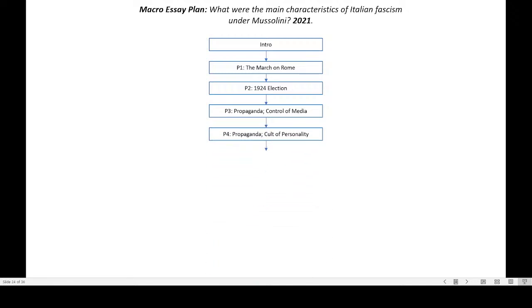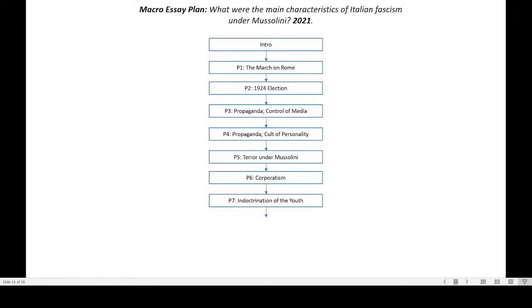Paragraph 4, I'm discussing propaganda again. This time I'm looking at how he developed this cult of personality. So once again, really important to understand the types of paragraphs that we should be writing and how we deal with one episode, one stage, or one stage in a sequence of events per paragraph. Paragraph 5, I'm looking at terror under Mussolini. Paragraph 6, I'm looking at his idea of corporatism, or the corporate state you might be more familiar with. Paragraph 7, we're looking at the indoctrination of the youth.